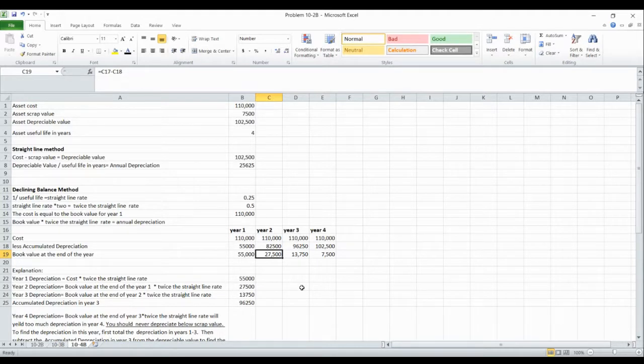We will subtract the accumulated depreciation from the cost, and that will give us the book value in year two. The book value at the end of year two will be multiplied by twice the straight line rate to get the depreciation expense in year three. So the book value of $27,500 will be multiplied by 50% to get $13,750. This is the depreciation expense in year three that we would first enter in our Cengage problem.